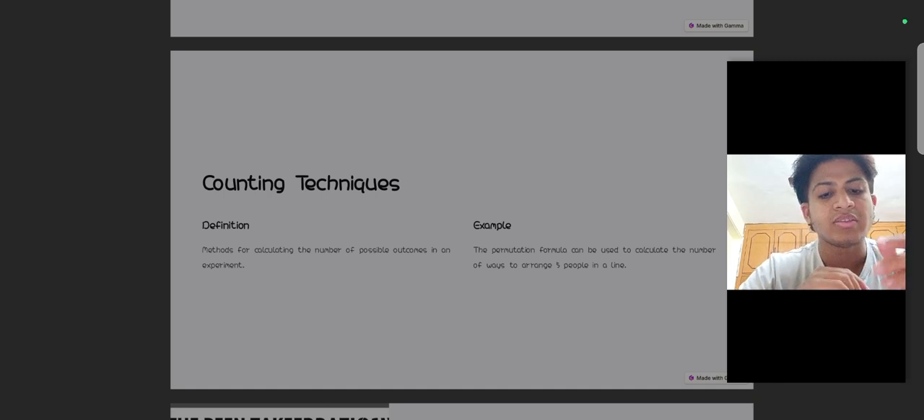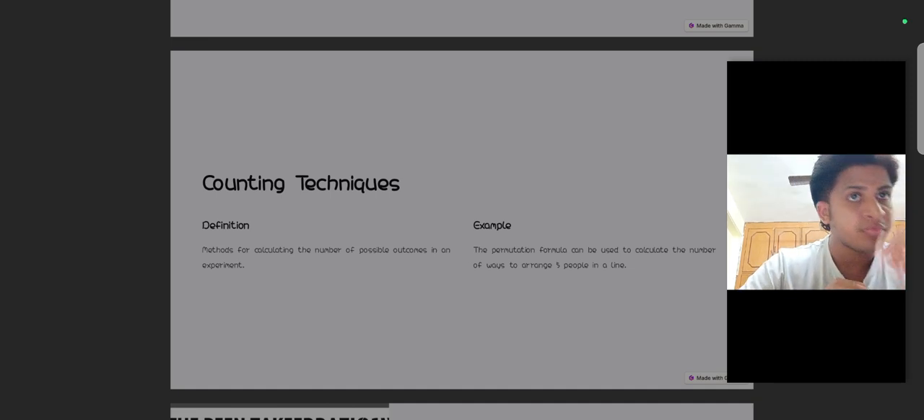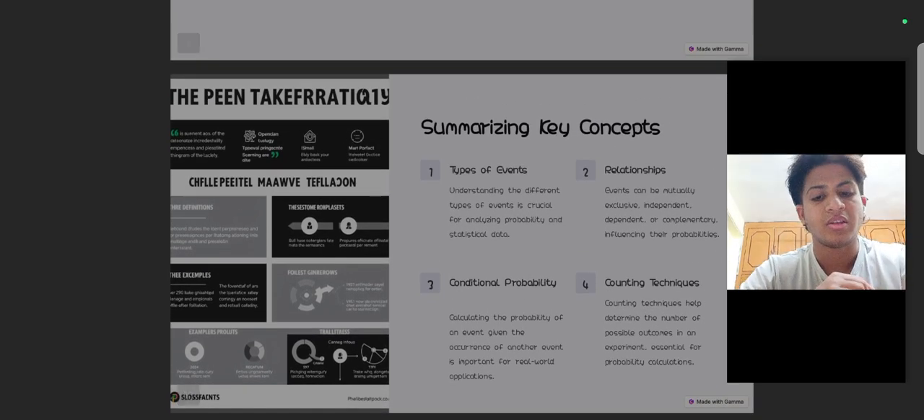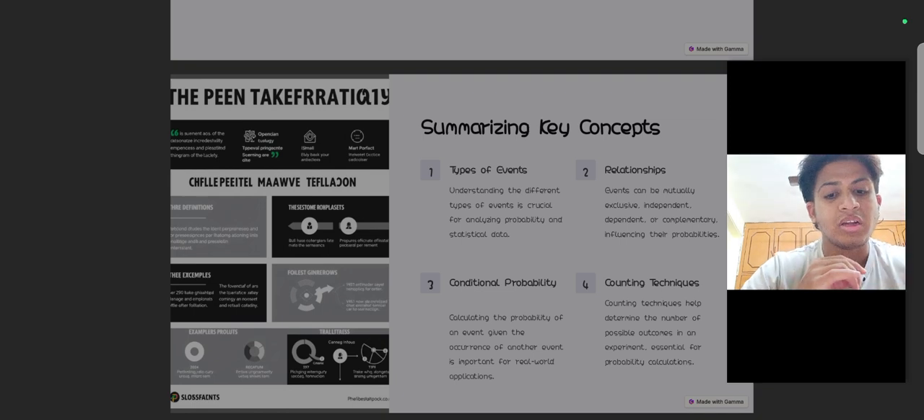These counting techniques are essential for solving problems related to probability and statistics, particularly when dealing with large sample spaces. Understanding the multiplication rule, permutations and combinations gives the number of possible outcomes or arrangements. And at last, summarizing the key form. In conclusion, the counting techniques are fundamental tools in probability and statistics, enabling us to calculate the number of possible outcomes in various scenarios.